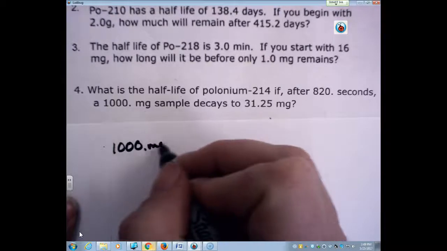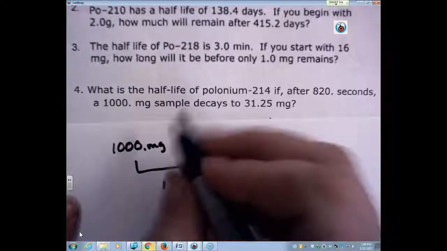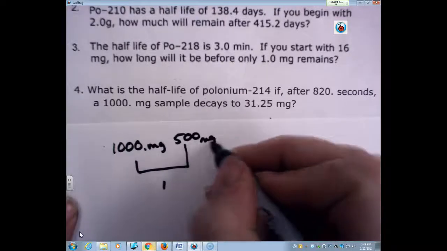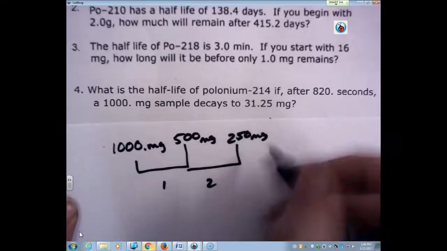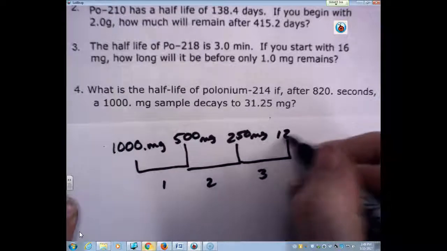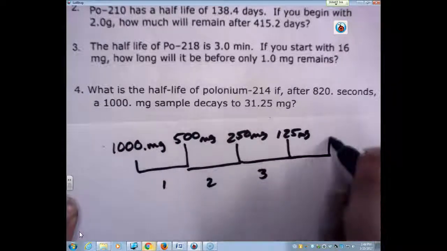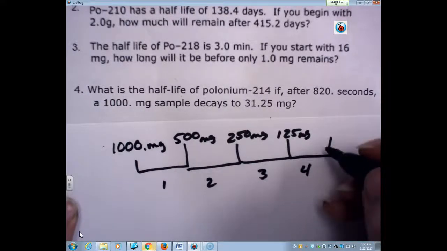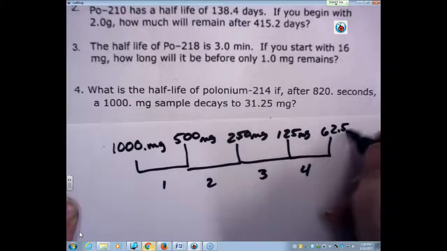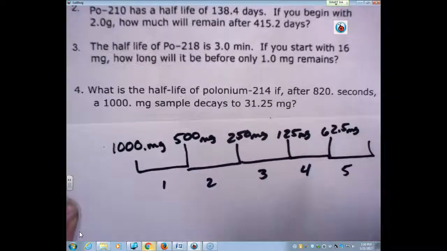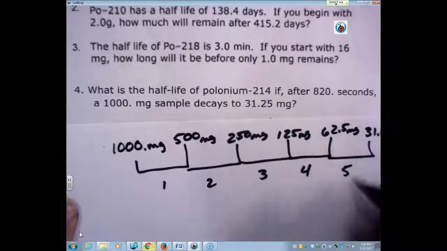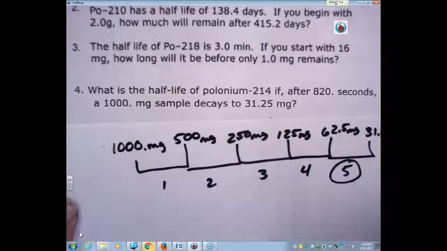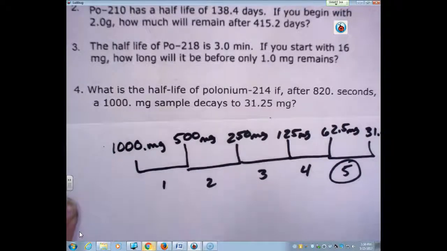So we have 1,000 milligrams. After the first half-life, I would have 500 milligrams. After the second half-life, I would have 250 milligrams. After the third, I would have 125 milligrams. After the fourth, we're just going to cut this in half again, and that's going to be 62.5 milligrams. And after the fifth half-life, we would end up with that 31.25 milligrams. So it takes 5 half-lives to go from 1,000 milligrams to 31.25, or for it to decay to that amount.